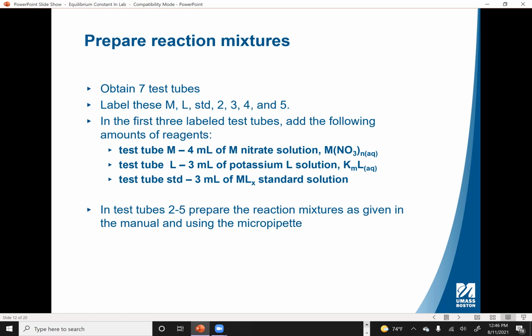We are going to have 7 test tubes: a tube of M, a tube of L, and a standard, a pre-made ML complex reaction tube that has a known concentration. We are going to measure that absorbance. Then we are going to mix 4 different varied concentrations of M and L to see how much the absorbance differs. From that, we can figure out how much ML complex was made in solutions 2, 3, 4, and 5, based on the initial concentrations we started with.